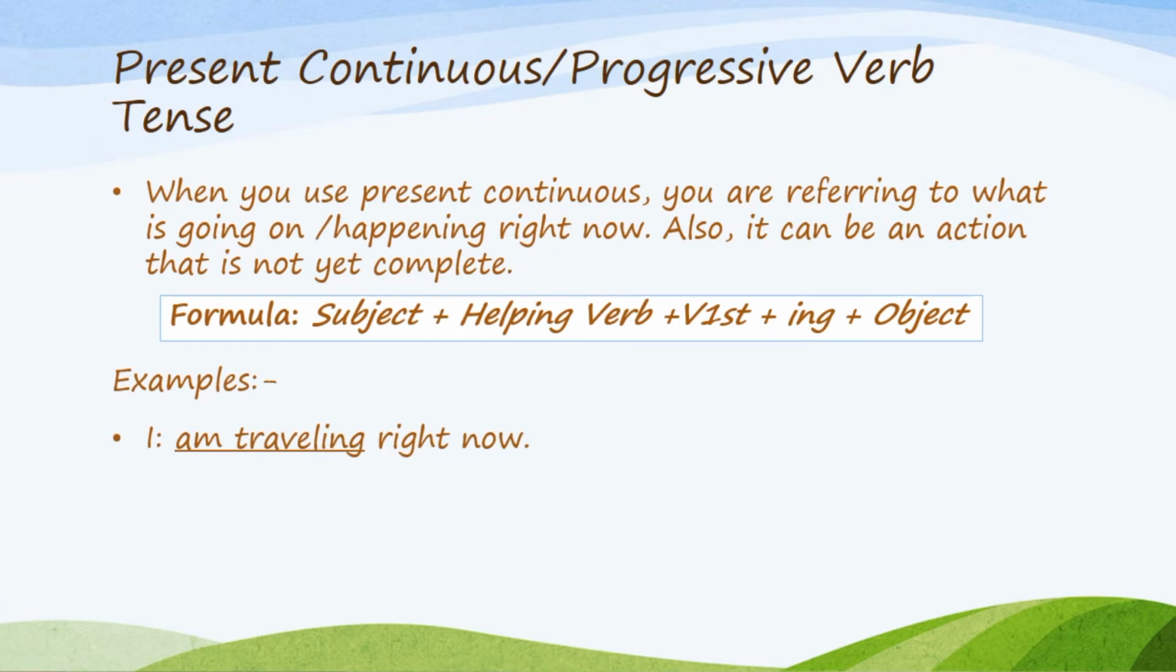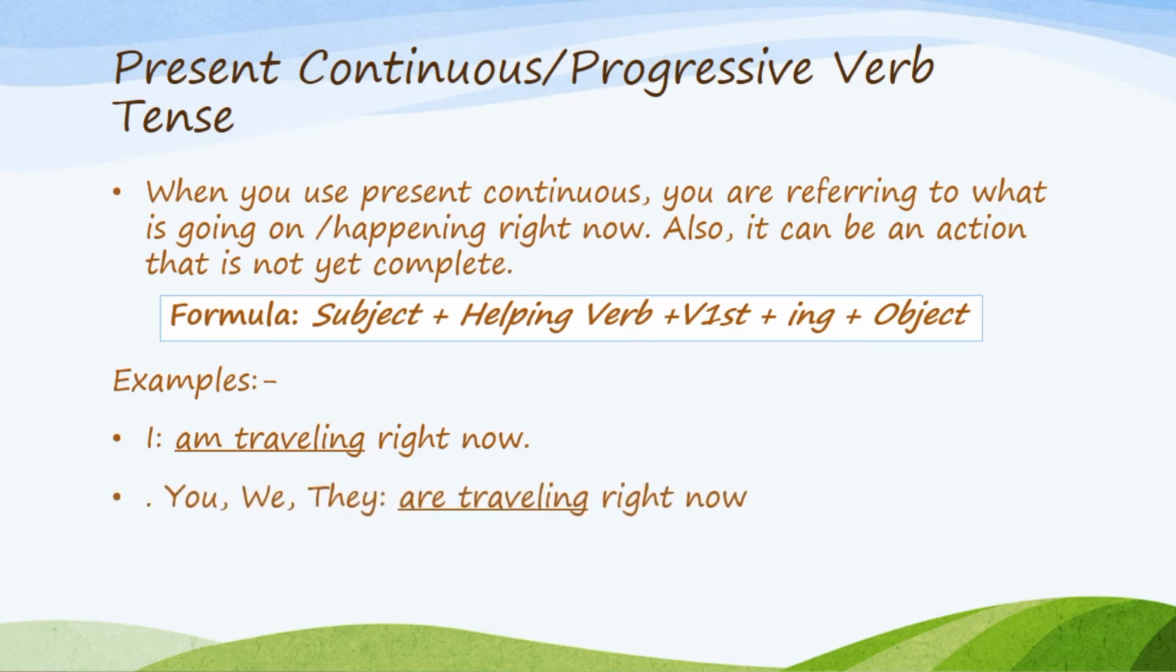I am traveling right now. "I" is a subject, "am" is a helping verb here, "traveling" is the fourth form of verb, as we say travel plus ing, traveling. And "right now" is the time mentioned, right, in the current situation. What is going on in the current situation, right? So "right now" is an object. Let's move towards our next example.